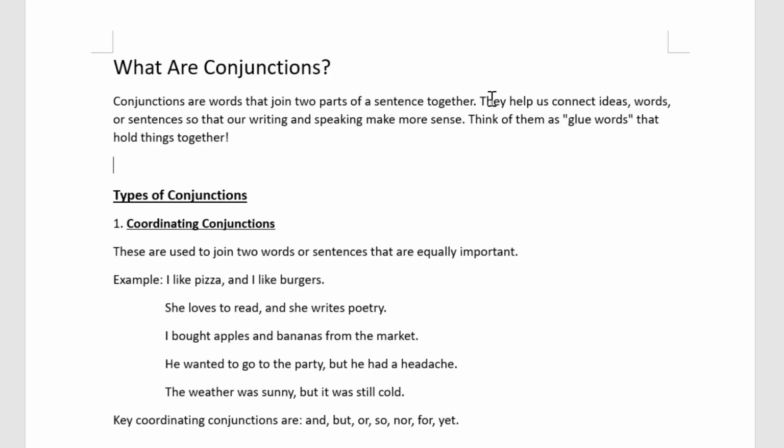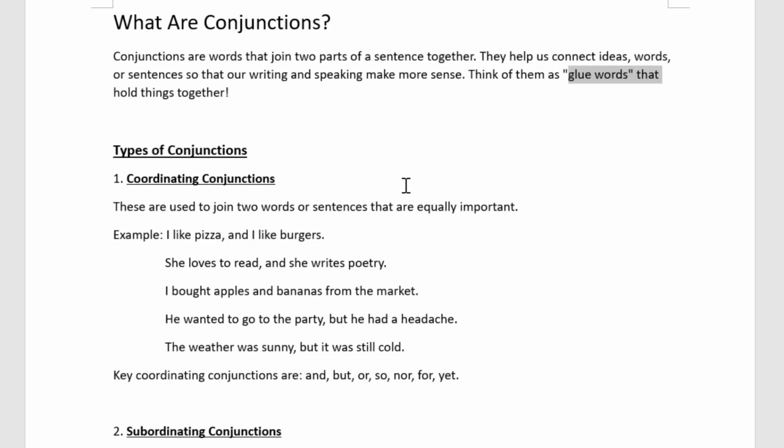They help us connect ideas, words, or sentences so that our writing and speaking makes more sense. And basically, by using conjunctions and connecting two sentences, you can speak better English, standard English. Think of them as glue words. So connecting words, connectors, glue words, whatever you want to call them. I hope you understand what conjunctions are.